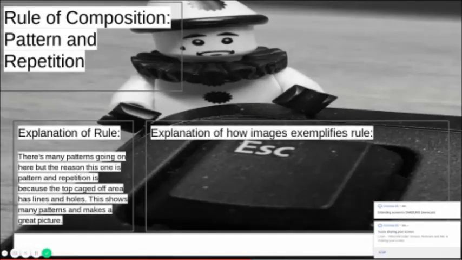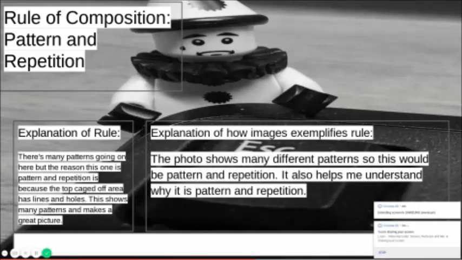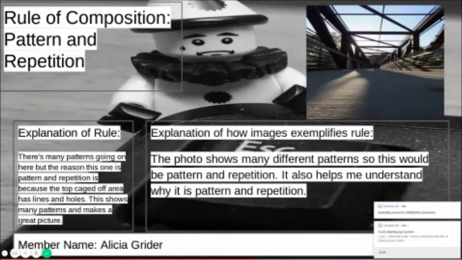There are many patterns going on here, but the reason this one is patterns and repetition is because the top of the cage area has lines and holes. This shows many patterns and makes a great picture. The photo showed different patterns, so this would be patterns and repetition, but it also helps me understand this rule.